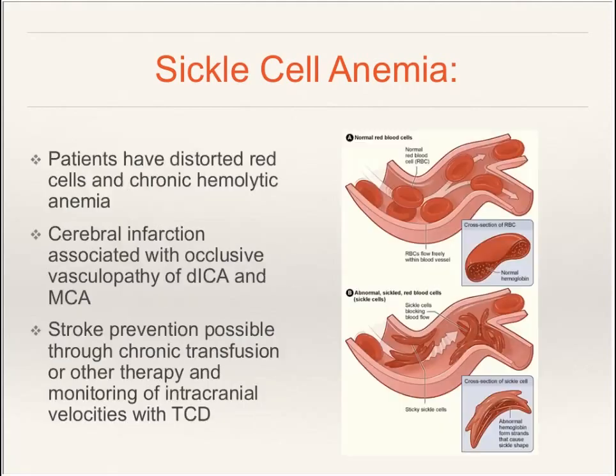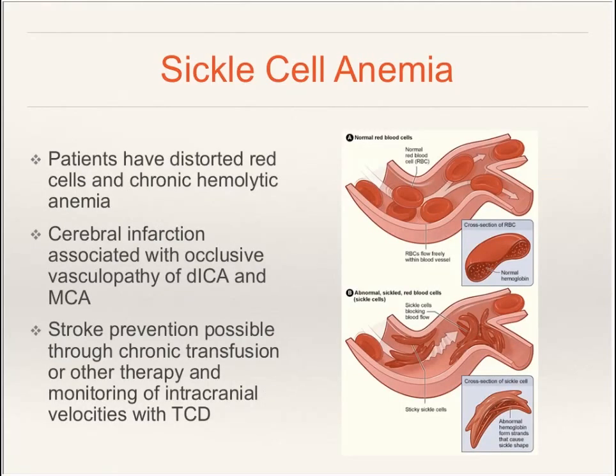to these children's brains. Now, very briefly, sickle cell anemia, in these patients, they have a distorted red cell, so that they have chronic hemolytic anemia, and cerebral infarction can occur when you have occlusive vasculopathy at the distal internal carotid and the middle cerebral artery.